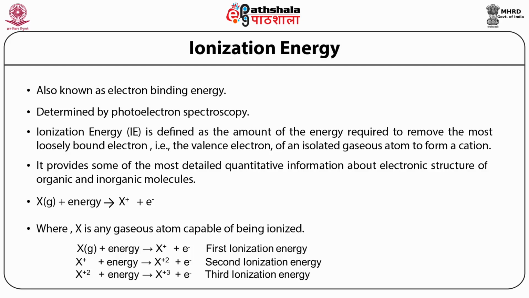The third ionization energy is defined as the energy needed to remove the third electron from an atom. It gets progressively more difficult to remove electrons, and so we see that the first ionization energy is less than the second ionization energy, which is less than the third ionization energy. The third ionization in the form of an equation can be written as X2 plus plus energy, that is the third ionization energy, gives X3 plus and an electron.